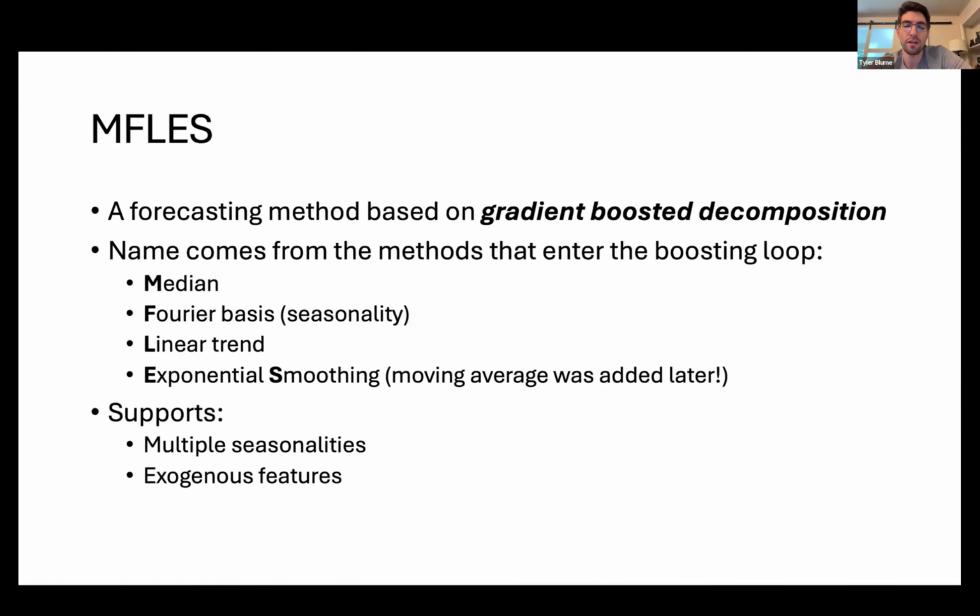But in general, right, so what is MFLES? It is a forecasting method based off of gradient boosted decomposition. So gradient boosted decomposition is something which we'll get into a little bit later. I think it's just the next 2 slides or so. But the name itself comes from the methods that enter the boosting loop. So you have the median, Fourier basis, right, for seasonality, your sine, cosines, a linear trend, and then exponential smoothing. Later on, moving average was added as well. It supports things like multiple seasonalities, exogenous features. You can do seasonal weighting if you want to weight more recent periods more, and so on. So like I was saying, it's a very, very flexible method.